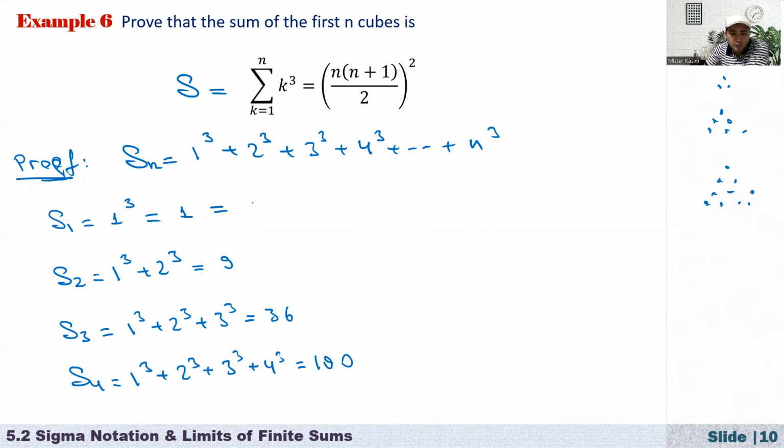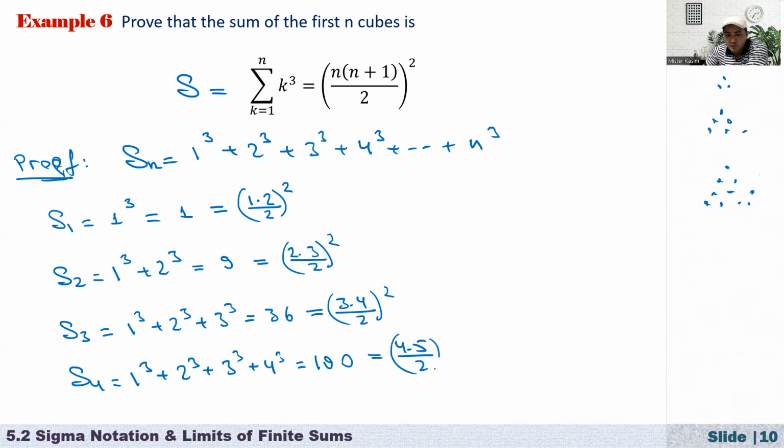So actually, what is 1? 1 is equal to 1 times 2 over 2, actually, the sum of the first number, squared. How about 9? It is 3 squared. That is 2 times 3 over 2 squared. And how about 36? It is 3 times 4 over 2 squared. And 100? It is 4 times 5 over 2 squared. And now if you see here, it's revealing some kind of pattern, right? 1 times 2 over 2, 2 times 3 over 2, 3 times 4 over 2, 4 times 5 over 2.